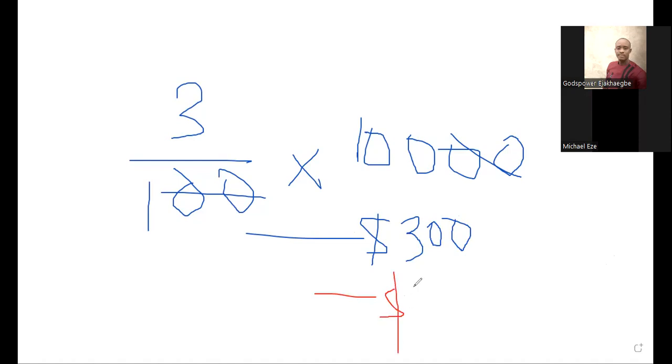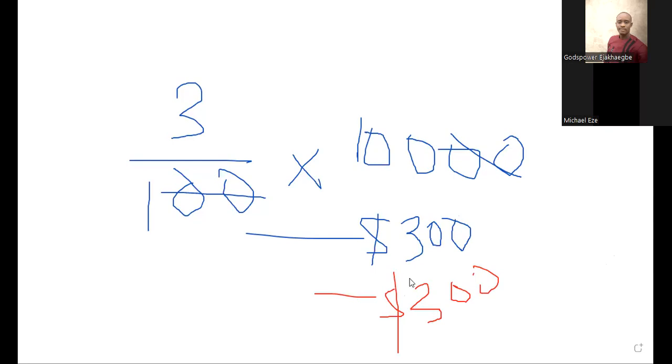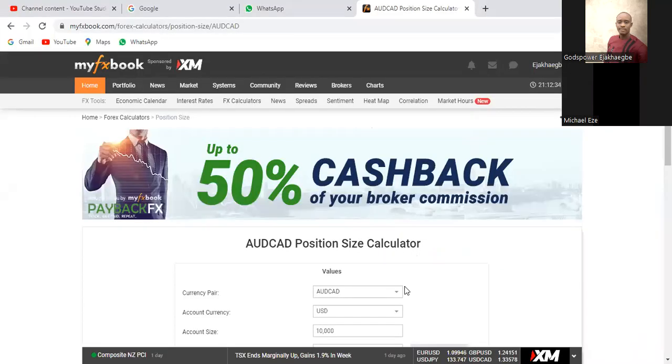If you win this $300, your total balance will be 10,300. But if you lose that amount, your total balance will be 9,700. So that is what the position size calculator means. It can be used to calculate how much you want to manage in the forex market.